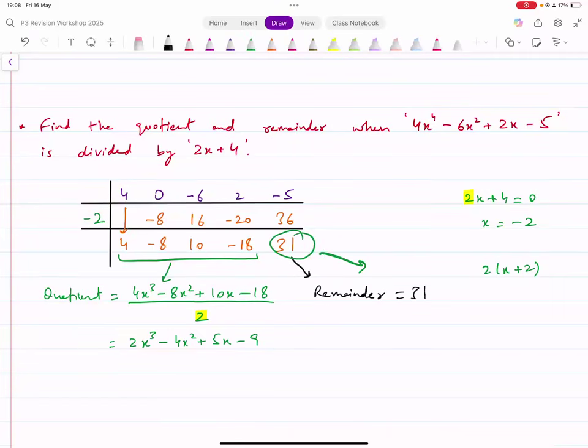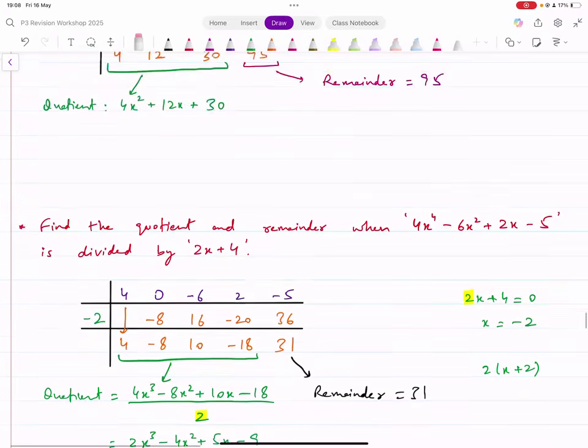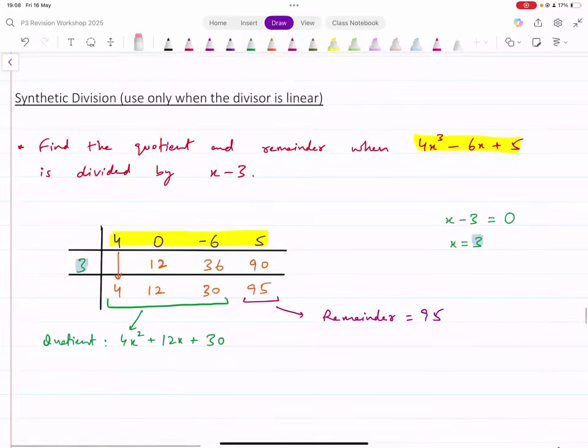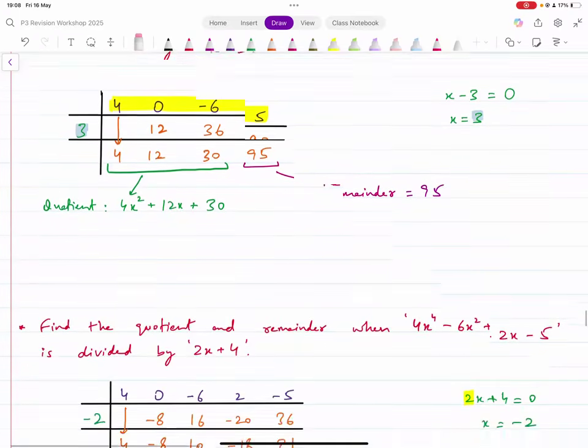But then for the quotient, there's one additional step. You write down the coefficients like this. This is the constant, x squared, x cubed. But then you also have to divide by the coefficient of x in the divisor. You divide by 2 here, you divide by 2 here, and that gives you the quotient. In the previous example, the coefficient of x was 1. So in that case, we did not have to divide by anything. Even if we did, that would not change anything. But in this case, we divide by 2 to get our final quotient.